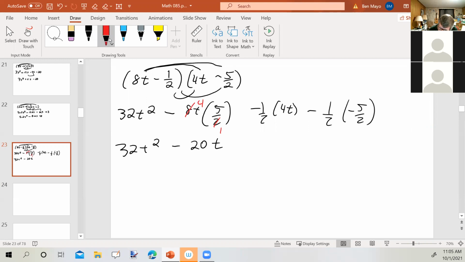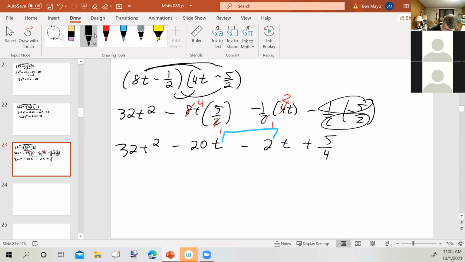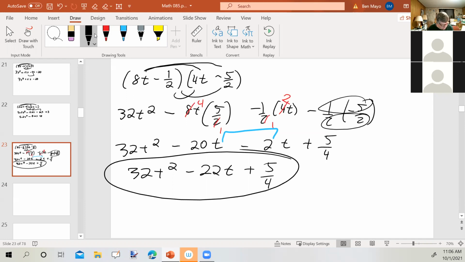Okay. Minus a half times 4t, 4/2 is 2/1. So I get minus 2t. And then the last product, negative times negative is positive 5/4. Remember, when you're multiplying two fractions, you multiply straight across. Now, combining like terms. So we've got 32t squared minus 20t minus 2 more t would be minus 22t plus 5/4. All righty.